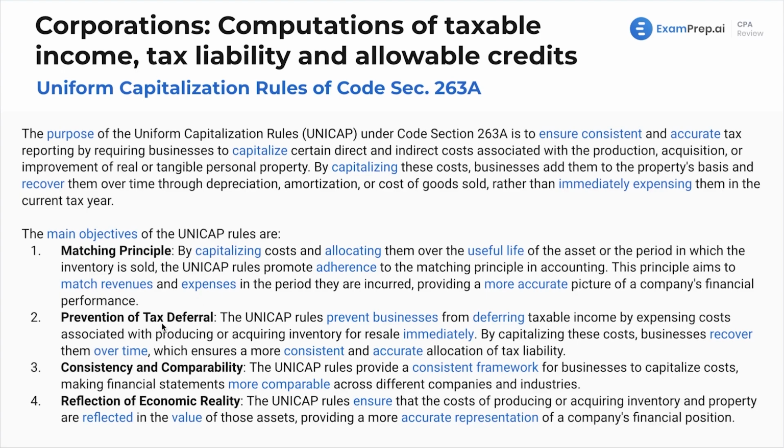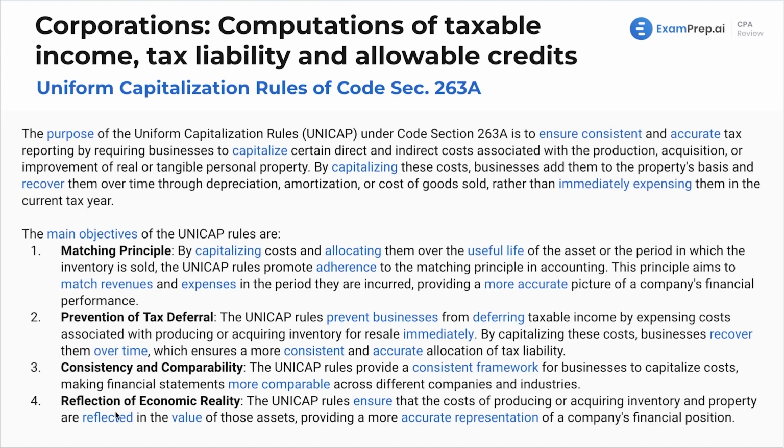Next up, prevention of tax deferral. The UNICAP rules prevent businesses from deferring taxable income by immediately expensing costs associated with producing or acquiring inventory for resale. By capitalizing these costs and forcing them into an asset rather than immediate expense, businesses recover them over time, which ensures a more consistent and accurate allocation of tax liability. Next up, consistency and comparability. The UNICAP rules provide a consistent framework for businesses to capitalize costs, making financial statements more comparable across different companies and industries.